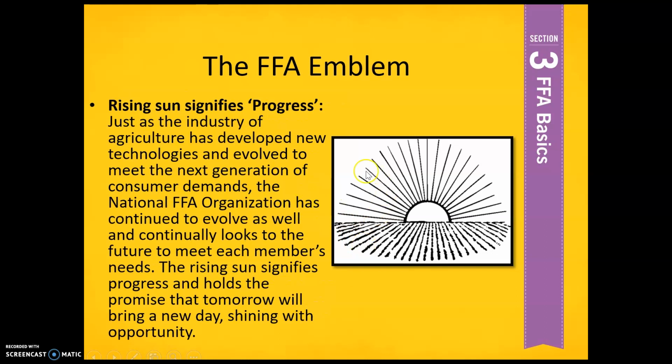In the background of that cross section of ear corn, you'll see the rising sun. And the rising sun signifies progress. Agriculture, as we know, has developed new technologies and evolved a lot over the years to meet consumer demand. So FFA as well continues to evolve. We've talked about several of the historic events over the course of FFA history, and all of those things have resulted in FFA evolving, advancing, and trying to improve and get better. The rising sun is the emblem of that hope and that striving for improvement.